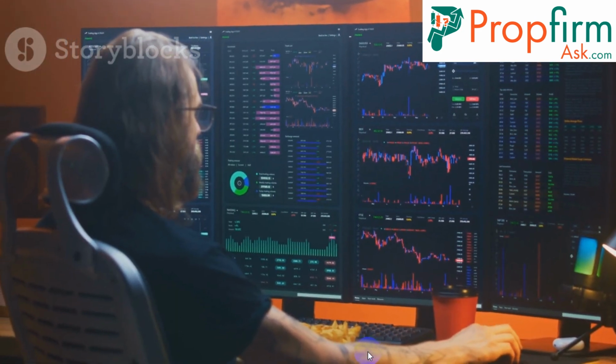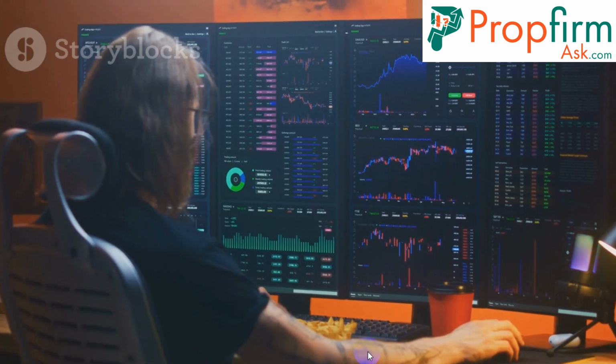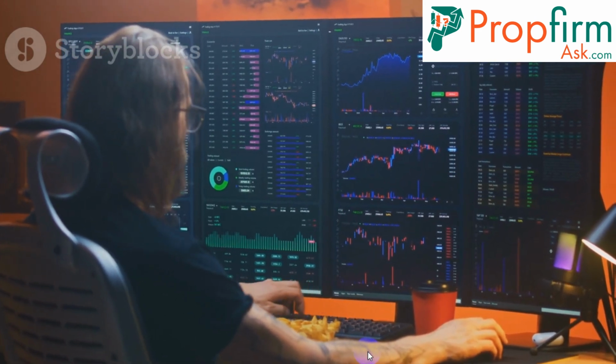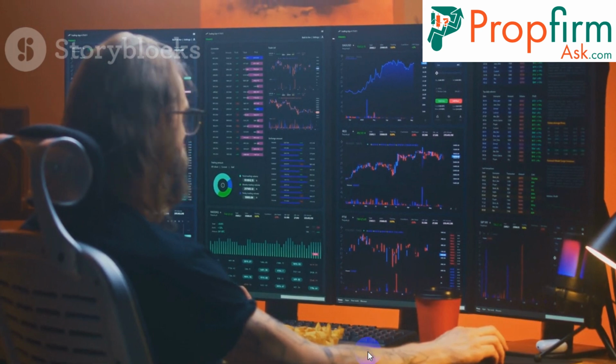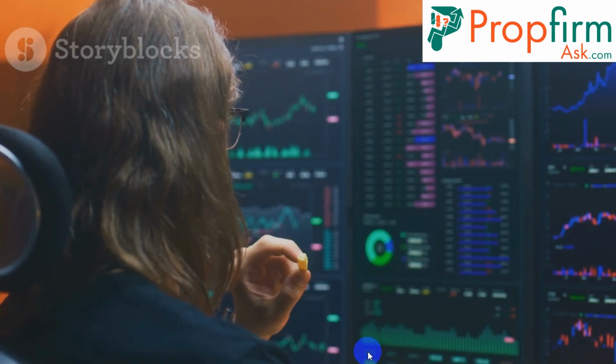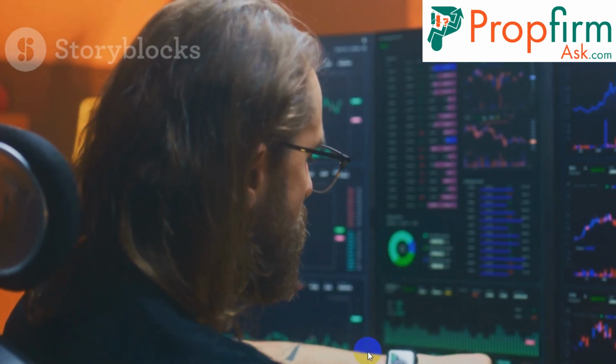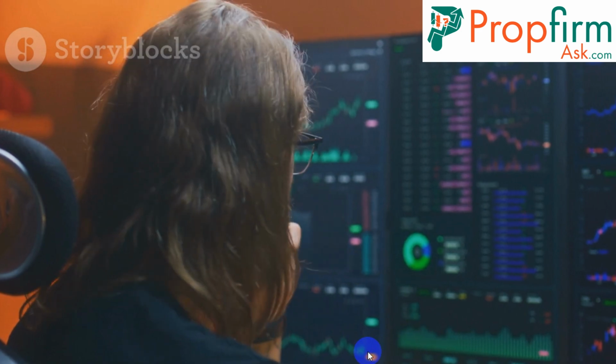Now that we've explored the role of trading journals, let's take a look at some common mistakes traders make when using MACD, RSI, and the Stochastic Oscillator. Understanding these pitfalls and knowing how to avoid them can significantly improve your trading results.